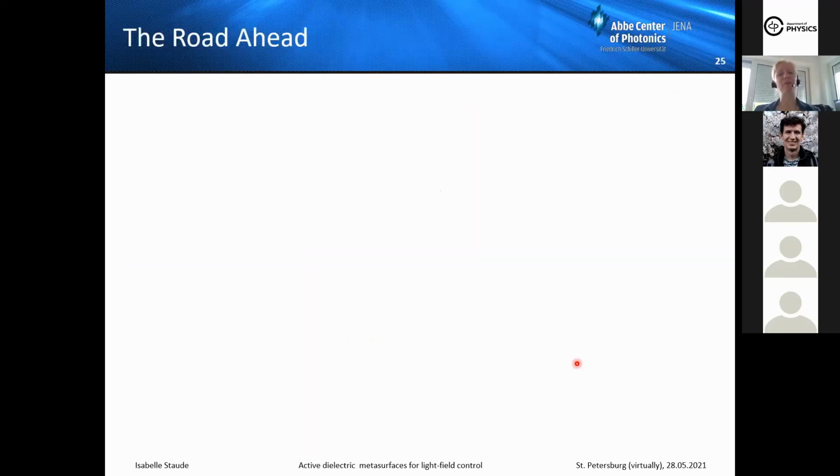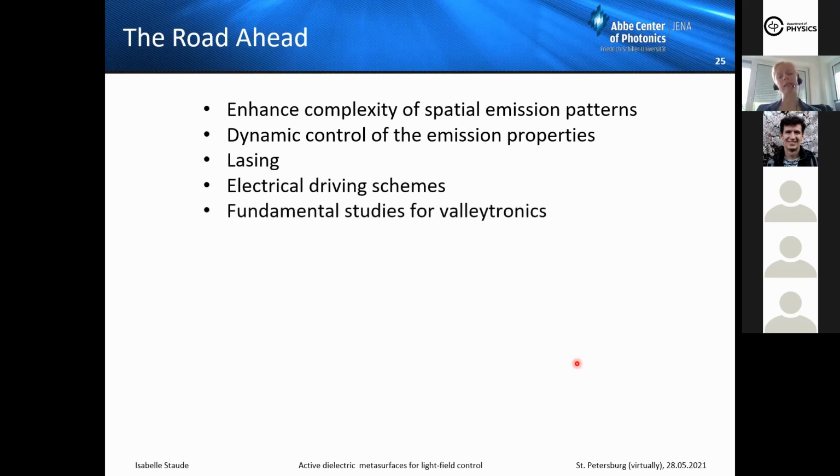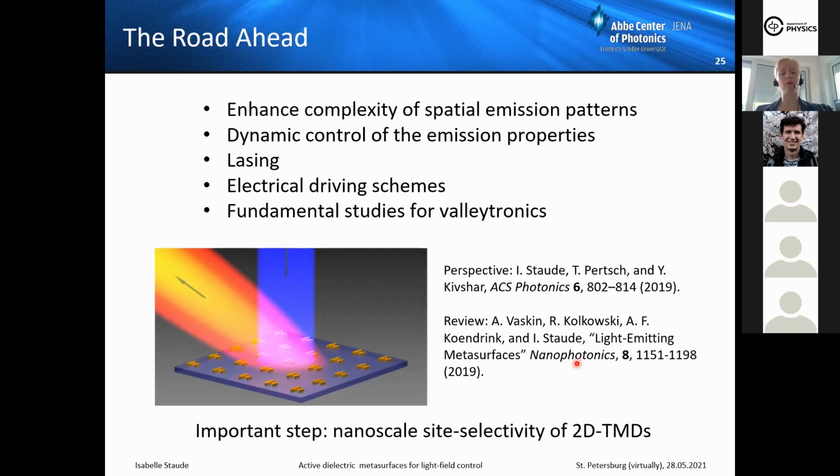All right. So the road ahead is to enhance the complexity of spatial emission patterns and dynamic control of the emission properties. Also, we are interested in lasing phenomena in the future, thinking of electrical driving schemes, which should be well possible with these 2D materials, and also more fundamental studies for valleytronics. So we're just scratching the surface there at the moment. And if you're interested in light emitting metasurfaces in general, we made a big effort in writing a review together with Femius Koenderink in 2019, where we also cover many of the basics of how this can be calculated and so on.